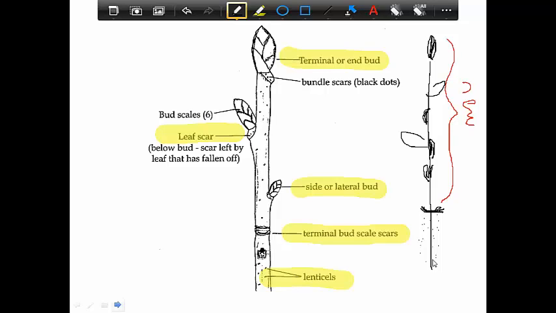So those are the ones I need you to know. Don't worry about the bud scales. We're not going to look into those a whole lot. And the bundle scars, same thing. We're not going to use those a whole lot in our identification.